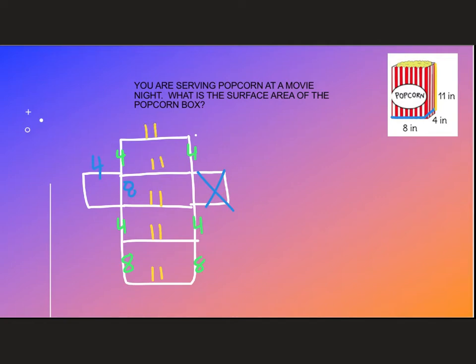So looking at this, we have two shape A's. Let's make those our 4x11s. We have two shape B's. I can make those my 8x11s. And then we only have one shape C. I mean, we would have two, but remember we crossed out that other side because we don't have that as part of our popcorn box. So same idea as any other surface area problem.